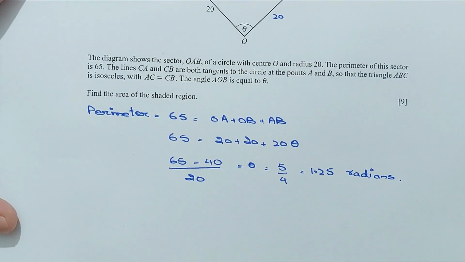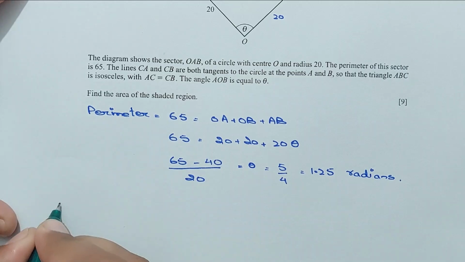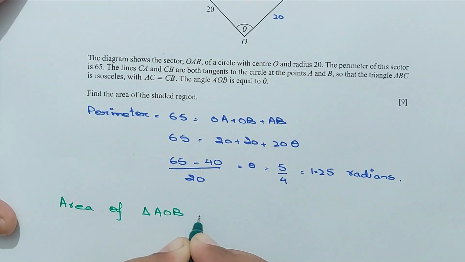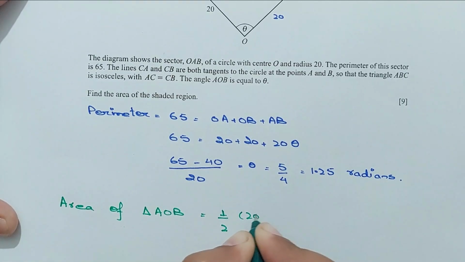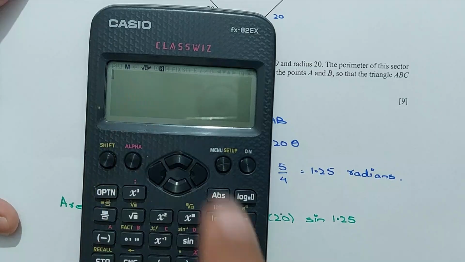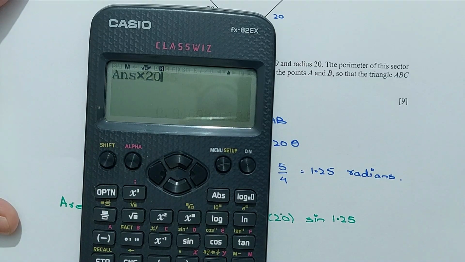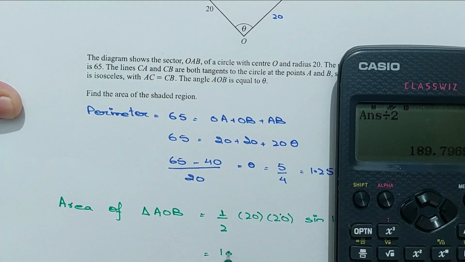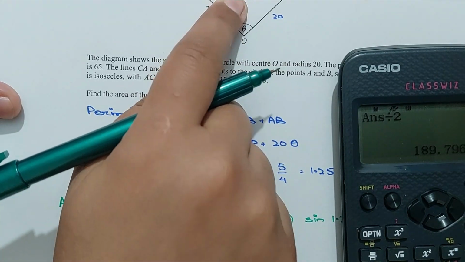Okay, so now let's work on the area of both triangles. Let me start with the triangle AOB, which is half times two sides, 20 and 20, times sine of 1.25 radians. It should be in radians. Sine 1.25 times 20 times 20 divided by 2 is 189.79. So 189.8 centimeter square is the area of this triangle.